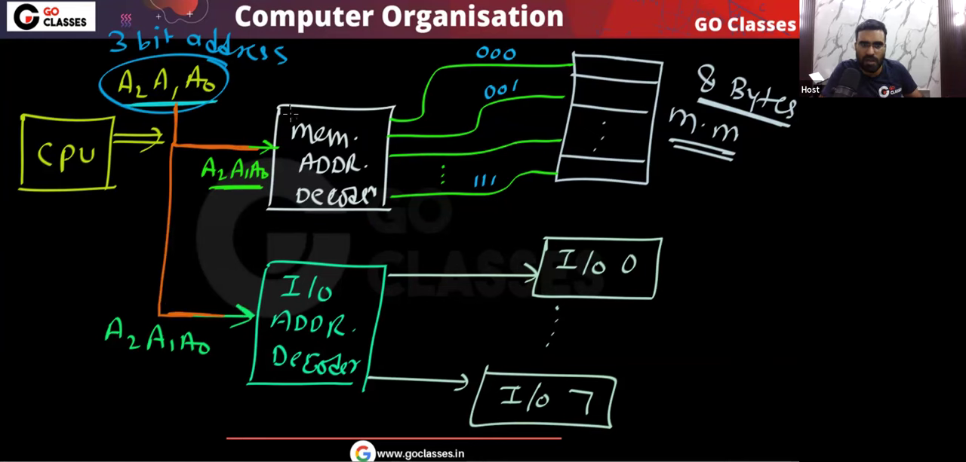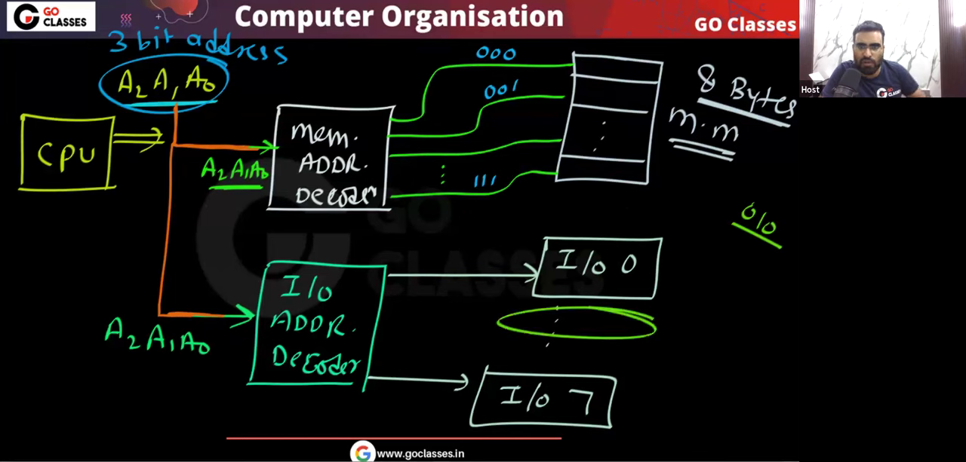So very simple point: this 3-bit address, when it goes to the memory address decoder, one of the memory lines will be selected, one of the memory locations will be selected. And this same address will go to the IO address decoder, then one of the IO devices will be selected. Is this clear? Now tell me, if I generate some address, for example 010, what will happen? This memory location will be selected, and this IO device will also be selected.